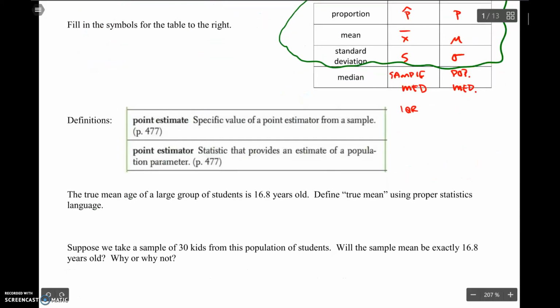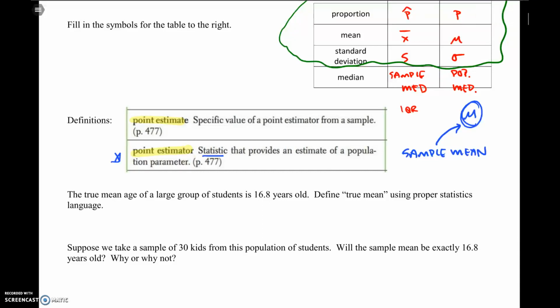More definitions. A point estimator and a point estimate. I wish I would have put this in a different order, so I'm going to do this one first. A point estimator is a statistic that provides an estimate for a population parameter. Let's say I want to estimate mu, the true population mean. What would be a sensible statistic that I could use from a sample to estimate this population parameter? Well, hopefully you would think the sample mean would be a good estimator for the population mean. And of course it is.